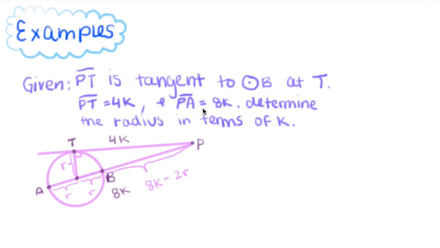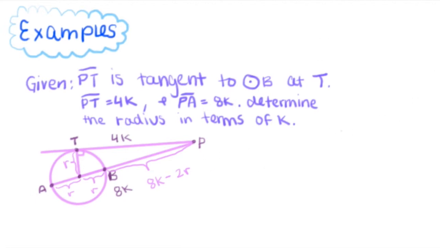Okay, so here's another problem that's a little bit trickier. We're given this figure and told that PT is tangent to circle B at T. PT equals 4K and PA equals 8K. And it says determine the radius of the circle in terms of K. So I know you're already given K as a variable, but you also need to add in another variable for the radius. You can call it anything you want, but I think it's helpful to call it R.